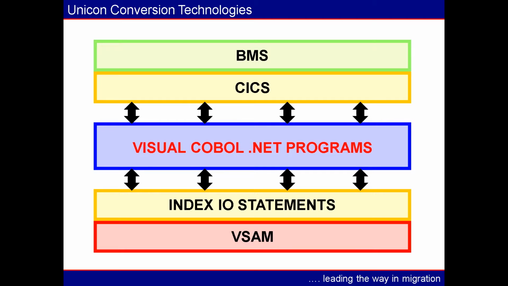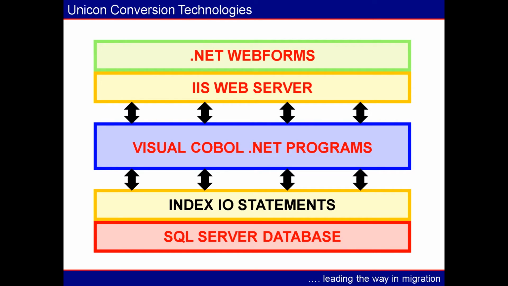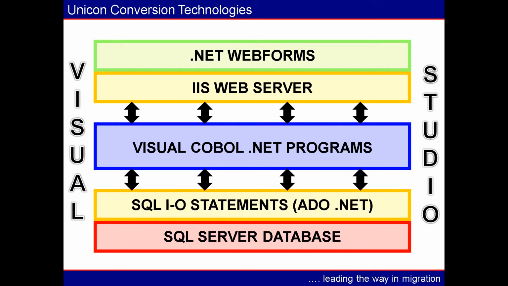Using the Unicon automated code and data converters, the IBM COBOL programs are converted to Visual COBOL .NET COBOL programs. The BMS maps are converted to ASPX web form screens. The new ASPX web forms are implemented on an IIS web server that replaces the CICS transaction manager. The VSAM files are converted to SQL Server relational tables. The new Visual COBOL programs are modified to access the SQL Server tables instead of the VSAM files. The converted application code set is maintained in Microsoft Visual Studio.